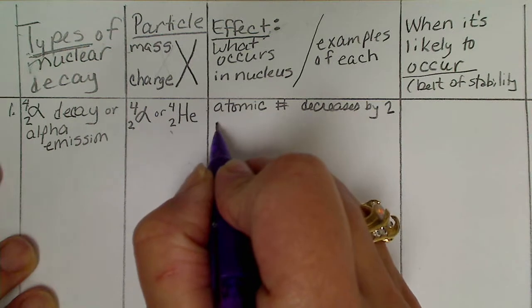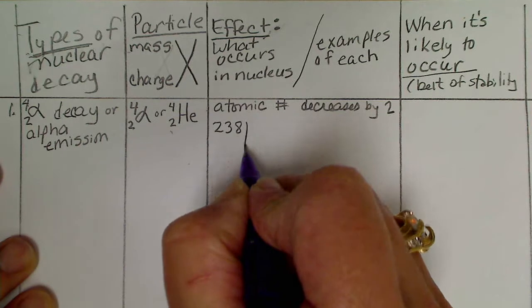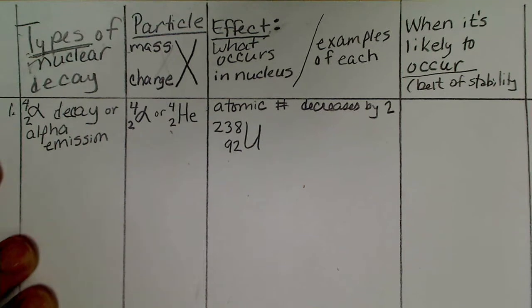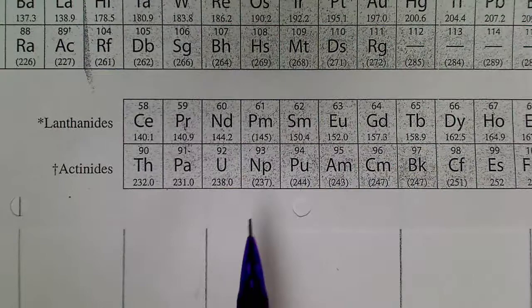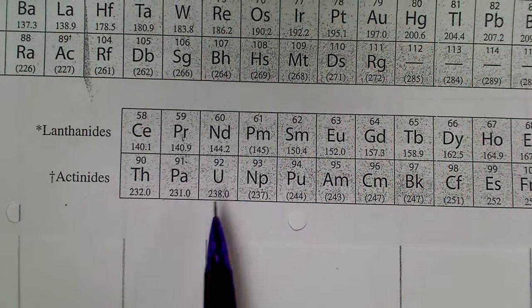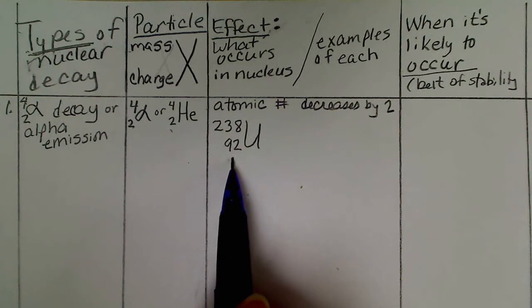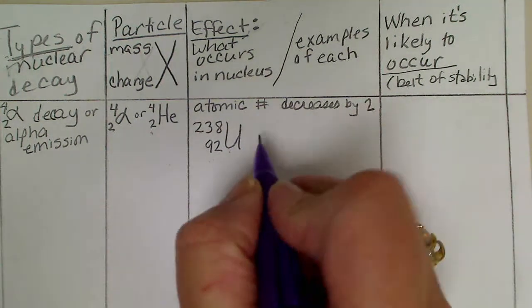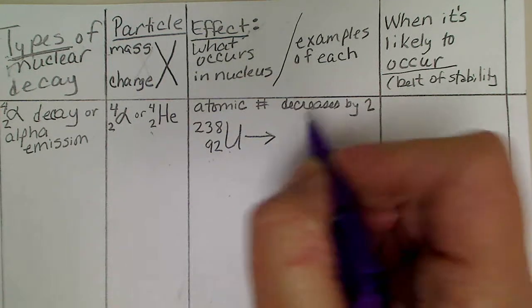And an example that I'm going to use is uranium-238. And uranium is element number 92. So it's nice to have a periodic table handy. So uranium is atom number 92. That's how many protons it has in the nucleus, and so that is the charge. And this is unstable because the nucleus is too big. So this would undergo alpha emission or alpha decay.